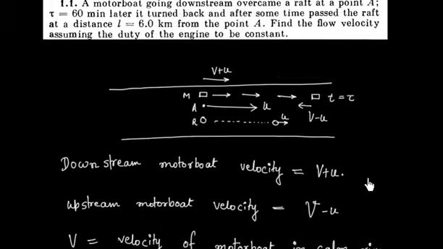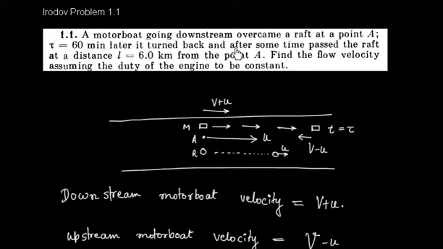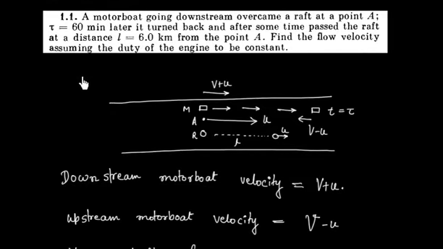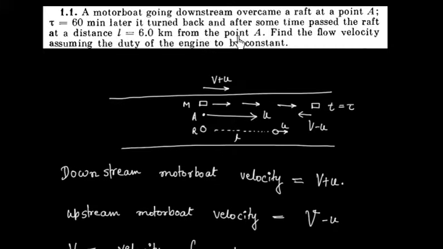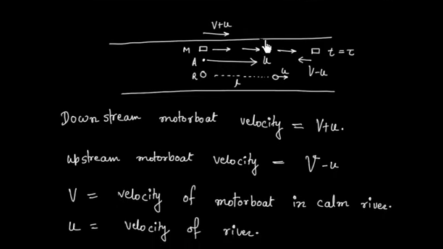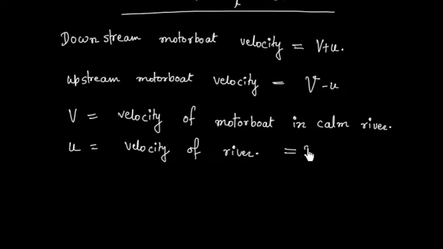Now let us come back to the original point. So this says that after the turn back, after some time passes, the boat passes the raft at a distance of 6 km from point A. So this is at t equal to tau, then it comes back, and then this distance is given. This distance is 6 km from point A, that is, the distance is L. Are you getting it or not? So we have to find the flow velocity, assuming the duty of the engine to be constant, that is the velocity of the river. So our task is to calculate u. This is the culprit, we have to calculate u.